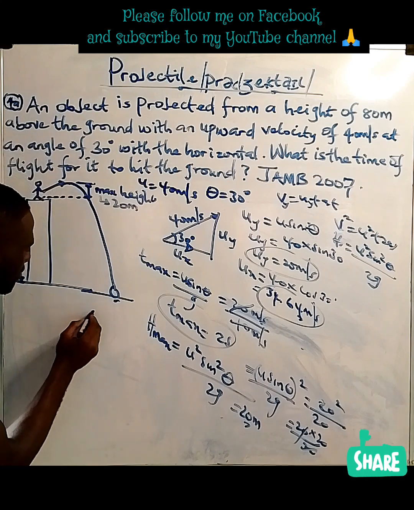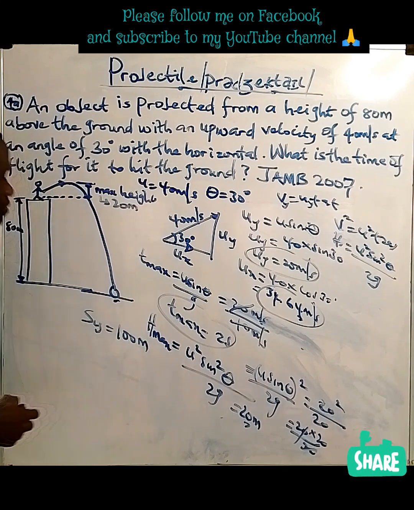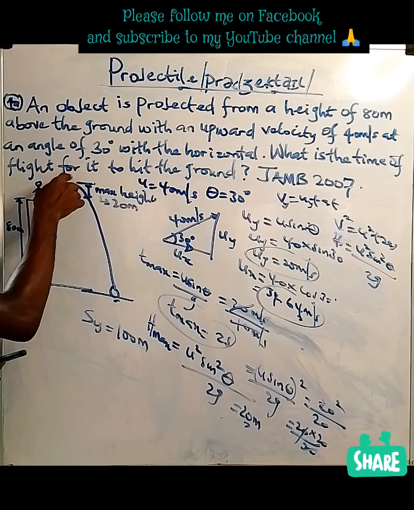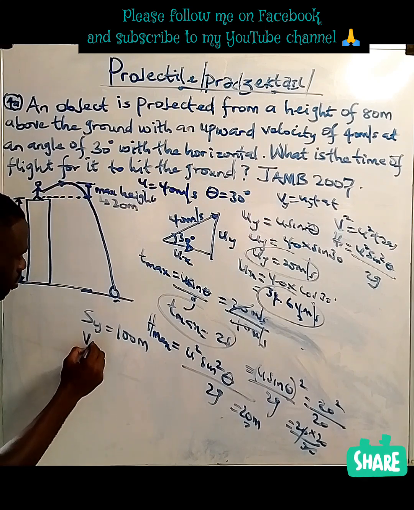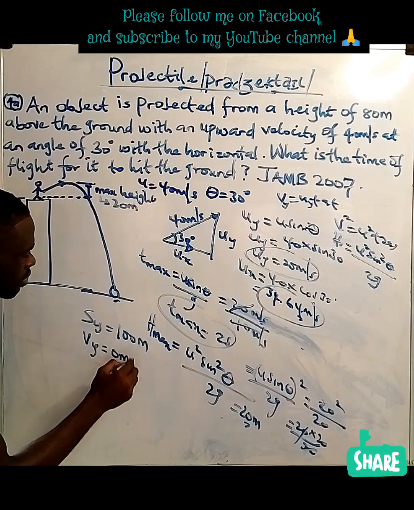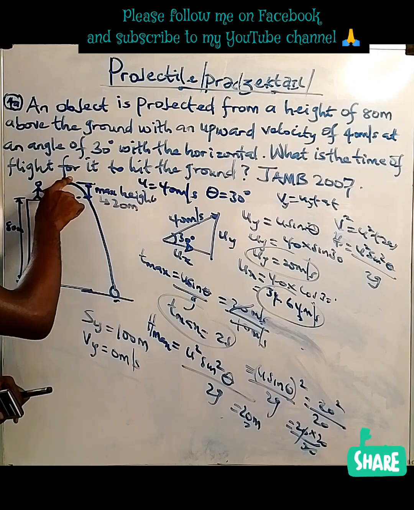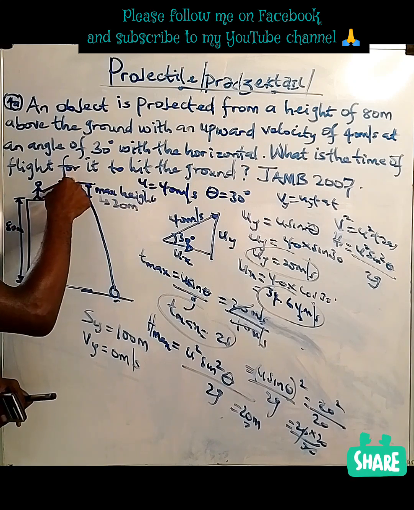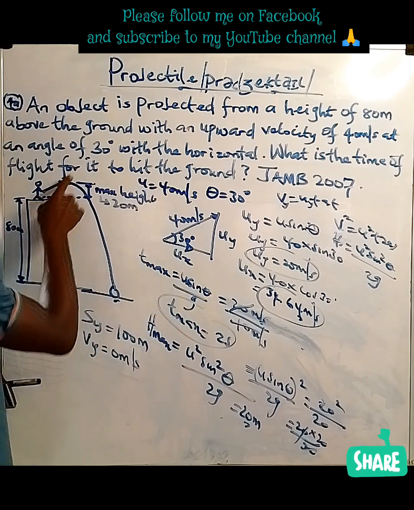So if the total distance covered along the y-axis is 100 meters, don't forget, at this very junction, what we have here is the final velocity. Final velocity is 0 meters per second. So the body got to the max height, and then gravity sets in and it starts falling back. Now it takes the body 2 seconds to get to the max height.